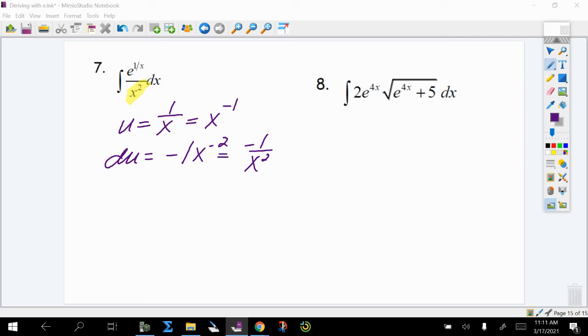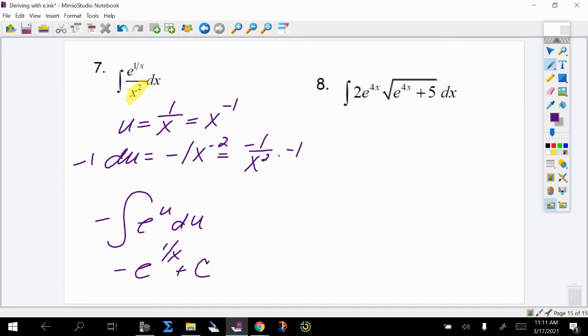You don't have a negative, so you're going to multiply both sides by a negative 1, or you can just put a negative in front of your integral sign. This again is just an e to the u, and the integral is itself, so negative e to the 1 over x plus c.